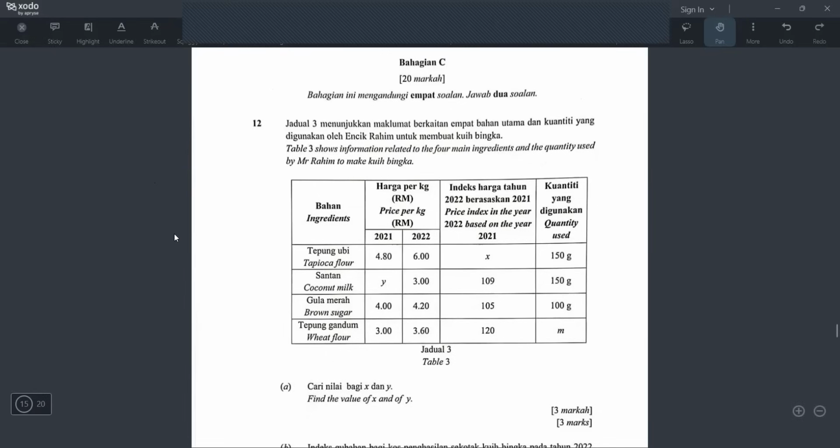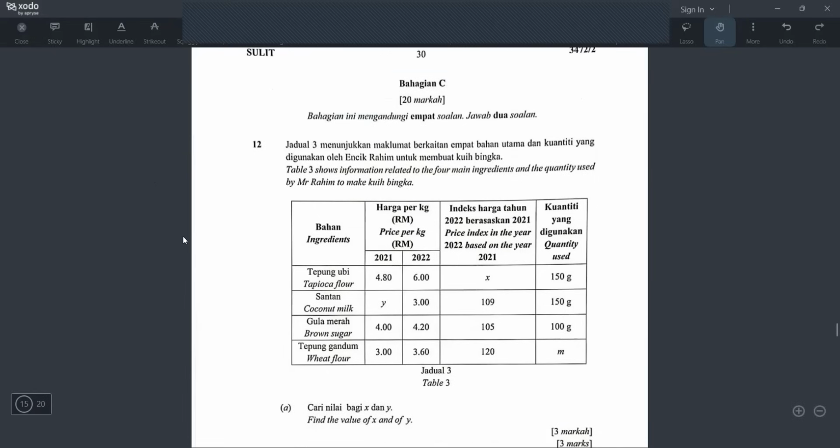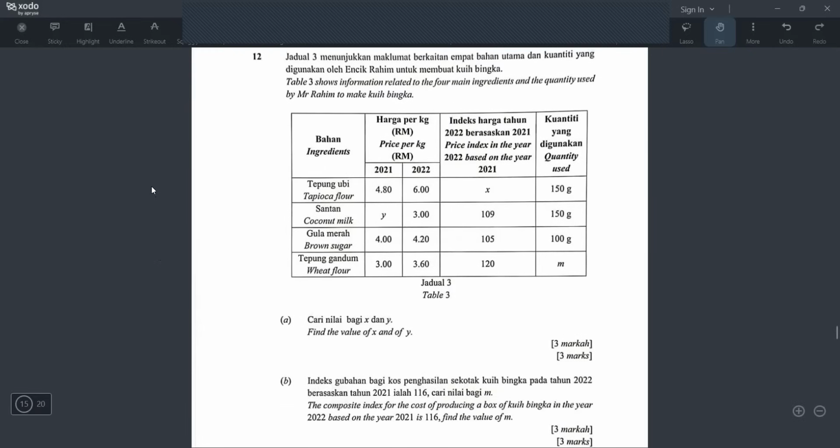Okay, now we are at bahagian C. Bahagian C, they will give you 4 questions and you will choose 2 questions, right? But I will do 3 of them. 3 of them means I will not do the kinematics, all right? And I will do 3 questions lah. I will do index number, linear programming, solution of triangle. All right, the kinematics, I won't do it. Okay, number 12, let's read.